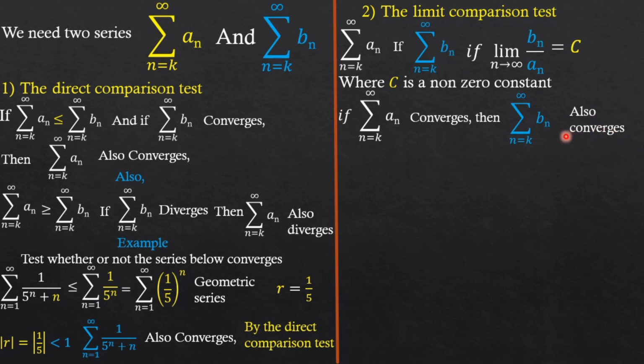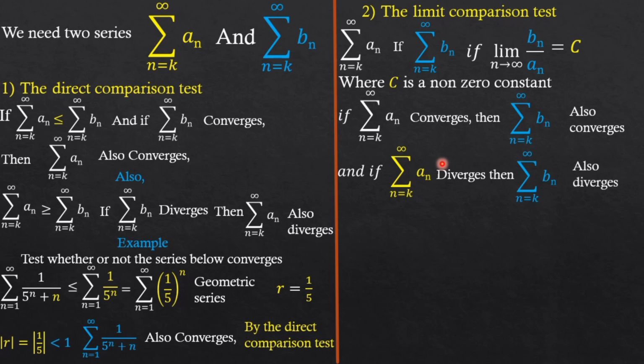Great. That's it, guys. And in the same manner, if the series of an diverges, then the series of bn also has to diverge. All right. So this is what the limit comparison test is simply saying. Let's look at an example that I'm going to explain qualitatively for you to understand.